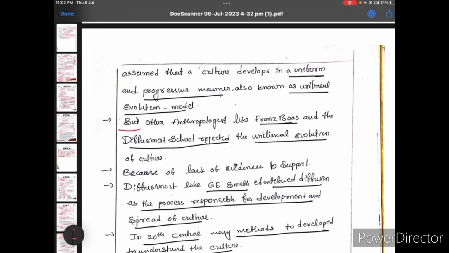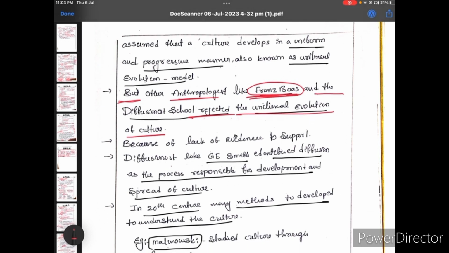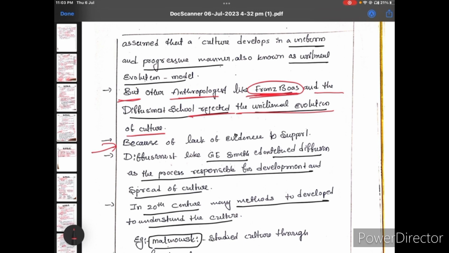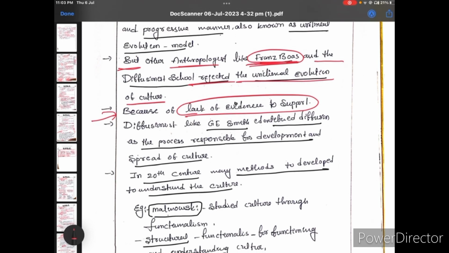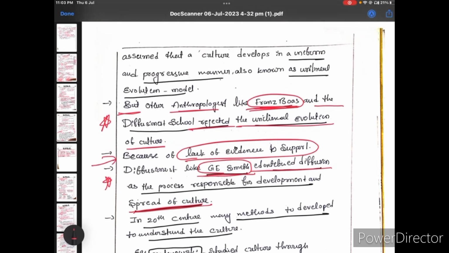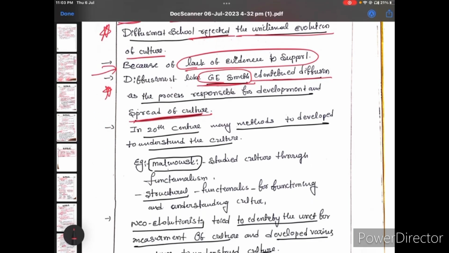But other anthropologists, like Franz Boas and the diffusionist school, rejected the unilinear evolution of culture because of lack of evidence. Why was it rejected? Lack of evidence. And diffusionists like G. Elliot Smith identified diffusion as the process responsible for the development and spread of culture. This is important, and you can use this in your examination. It will be given more weightage.